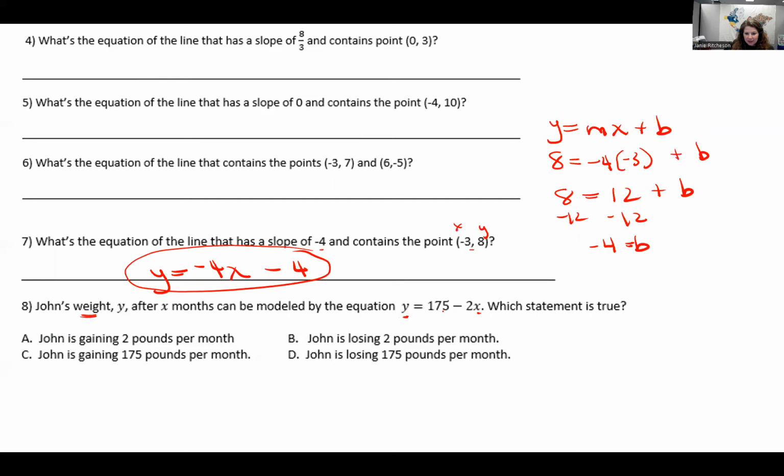Well, looks like it's going down, right? 175 minus 2x, which to me looks like John is going to be losing 2 pounds per month. I guess John's on a diet. And letter C and D do not make sense. That's his starting weight. That's the y-intercept, his starting weight.